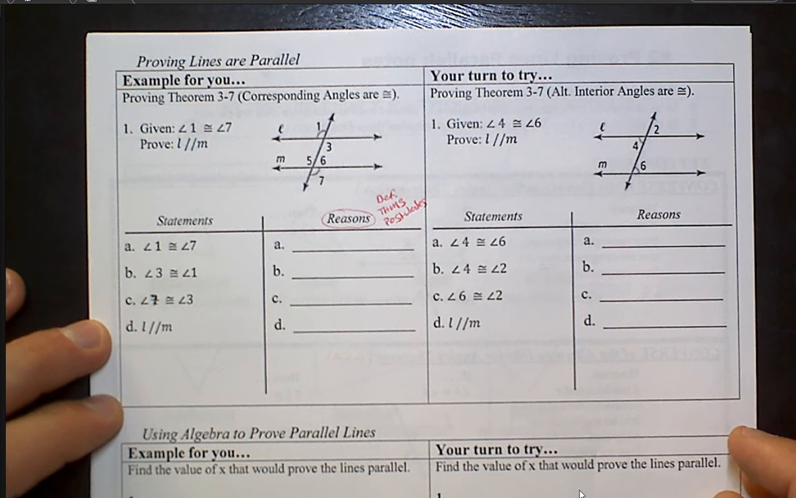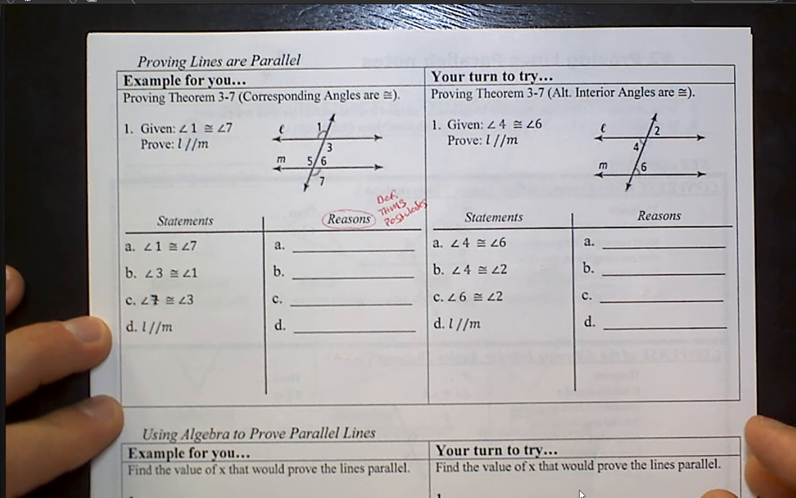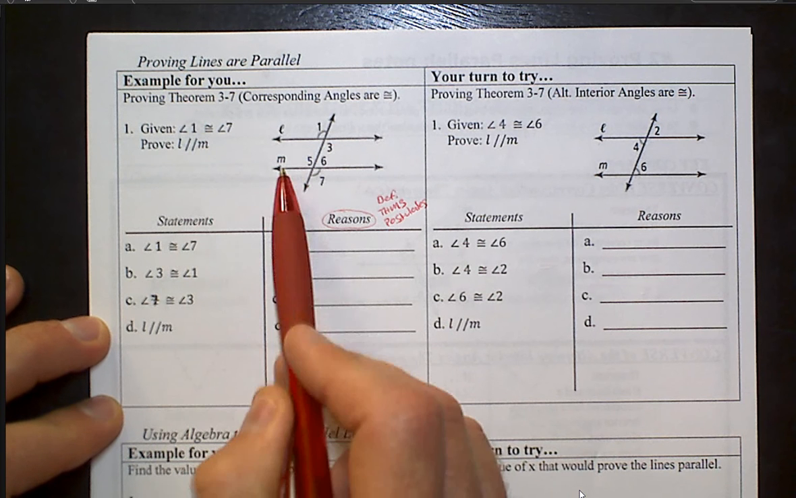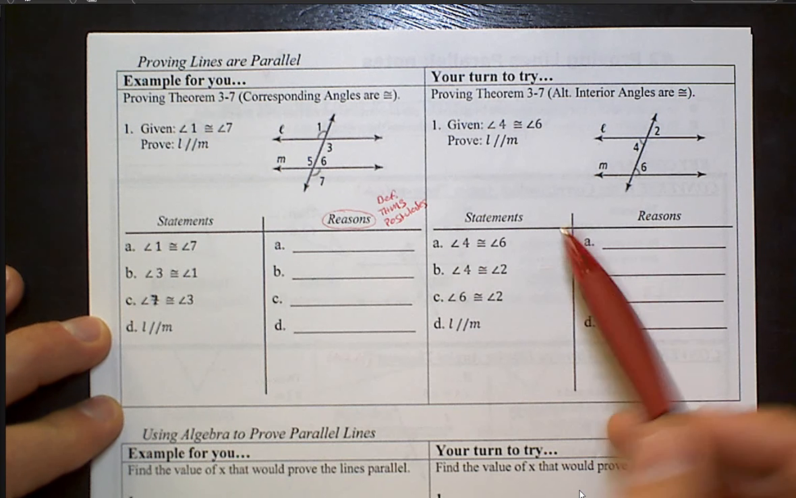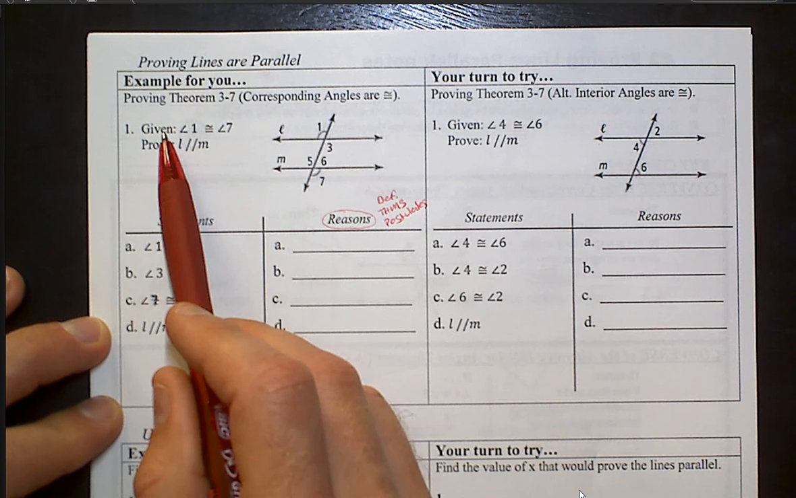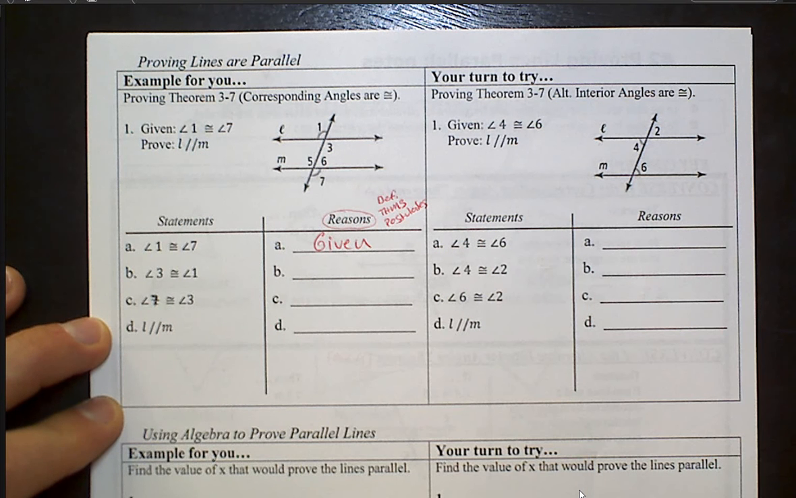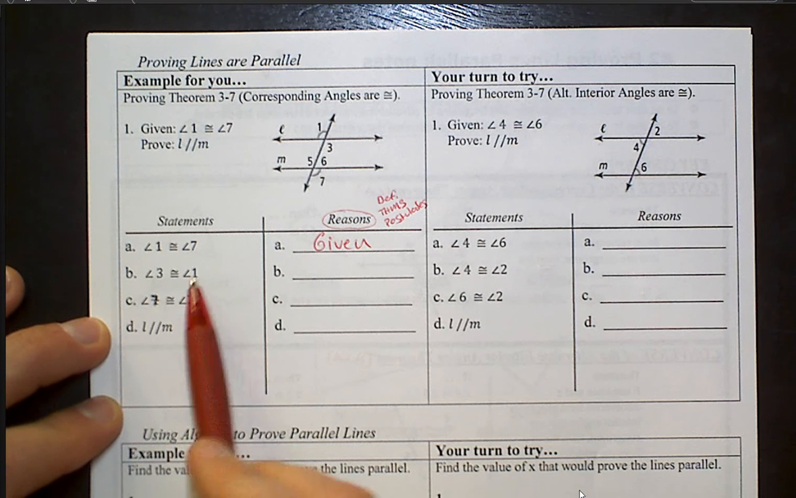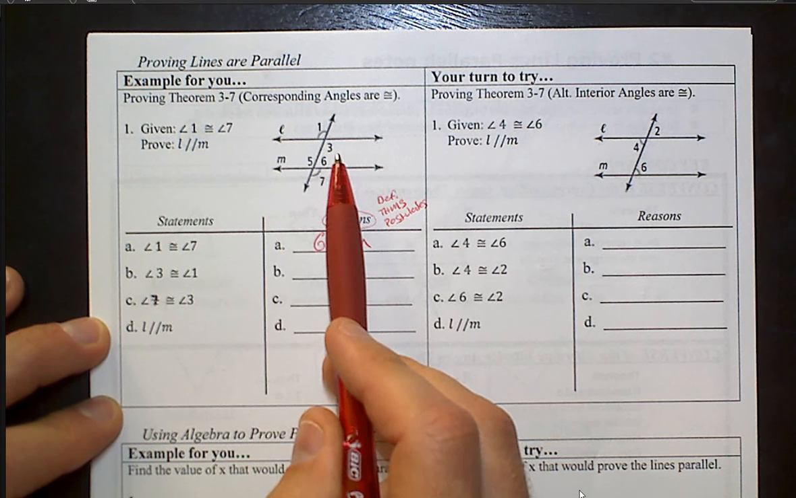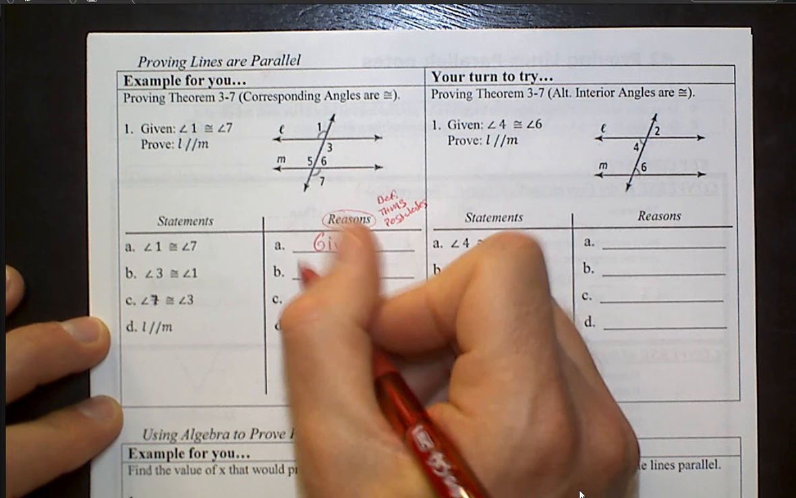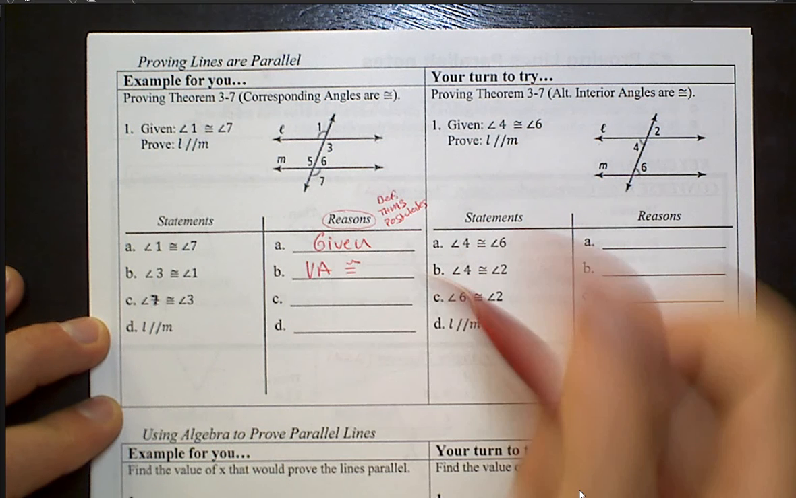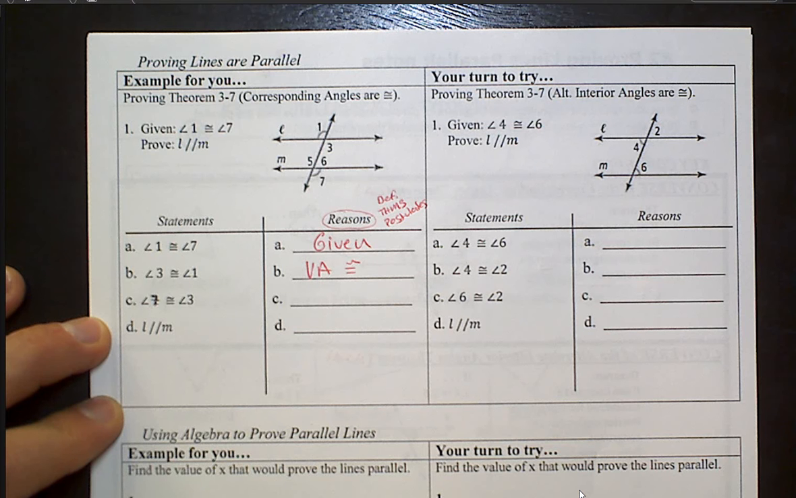So let's jump into this proof. We want to prove that L is parallel to M. What we have here is 1 equals 7, and we know that from the given information, so we'll just write given. Now, look at statement B, 3 equals 1. Look at the picture. How do you know that? We know that because those are vertical angles, and from the vertical angle theorem, vertical angles are congruent.